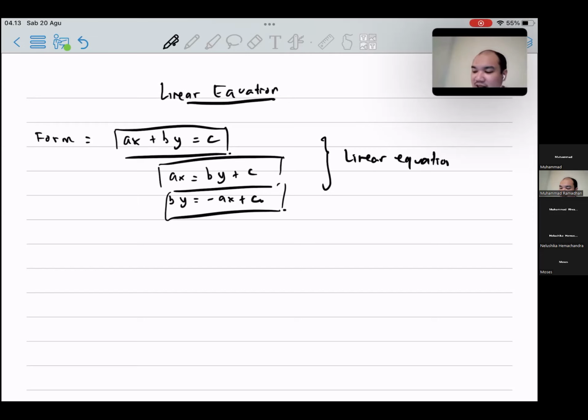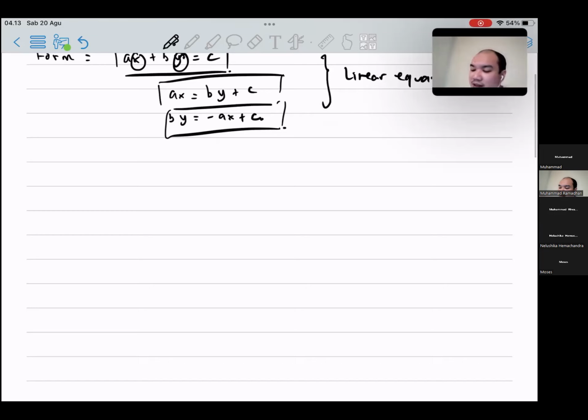The key thing is the power of x and y. The power of x and y is 1. So if the power of x and y is 1, it is a linear equation.